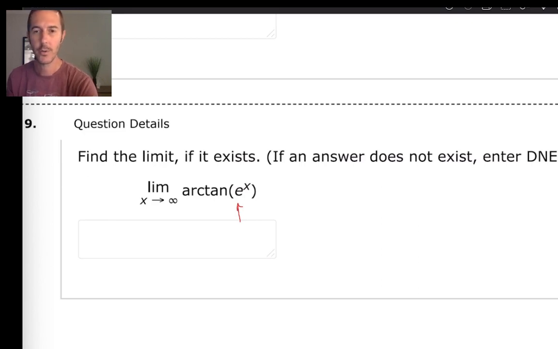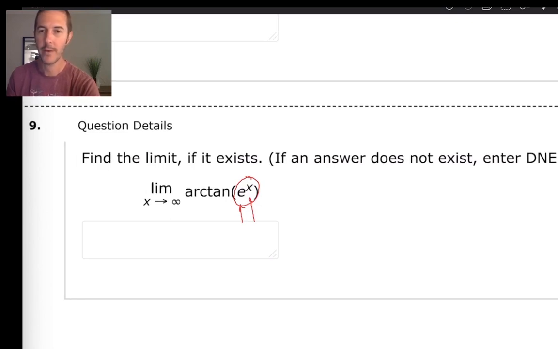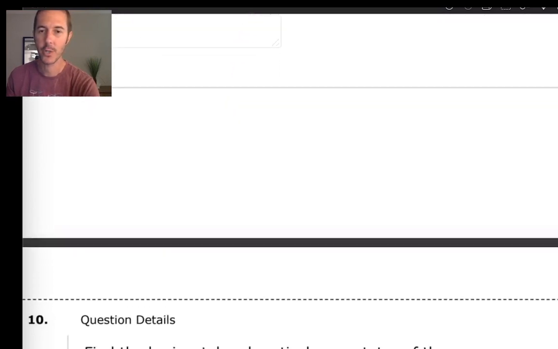So it's a number that's larger than 1, and you're raising it to a really big power. So this inner function, e to the x, is getting really big. So now you're taking the arctan of a huge number. Have a look at it graphically, and I think you'll find the solution presents itself pretty quickly. What y value is that arctan function approaching?